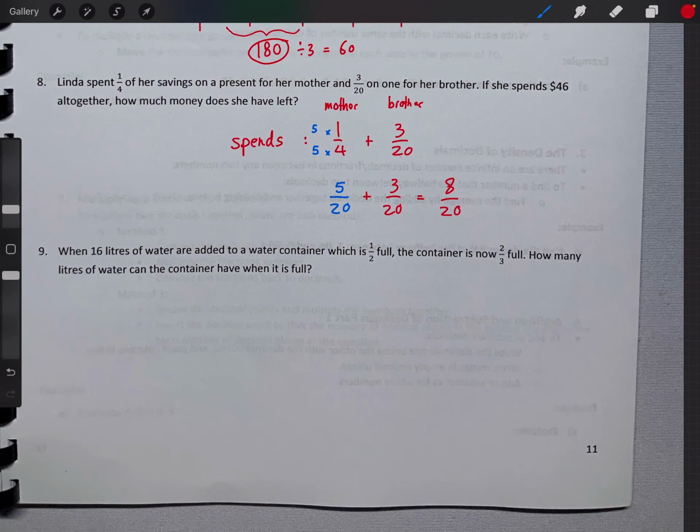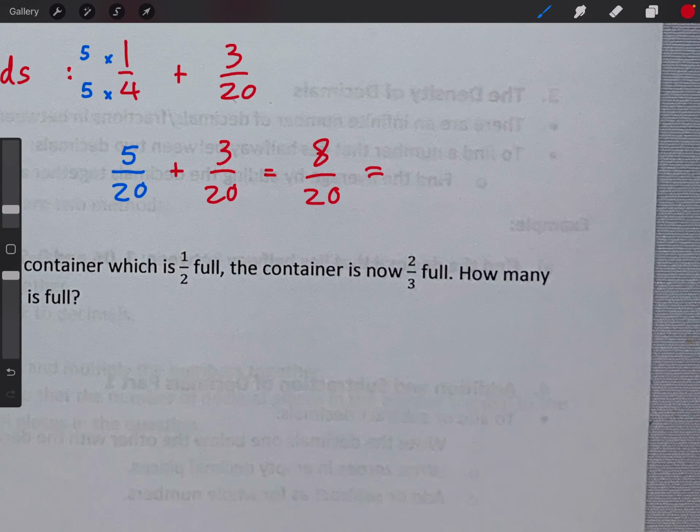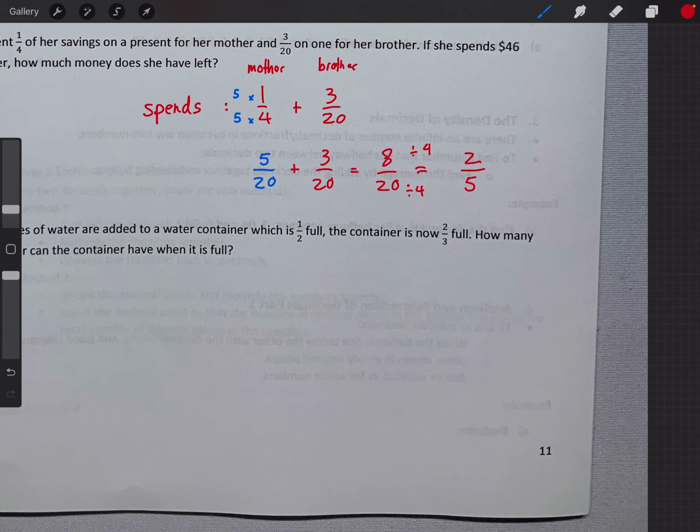So that means she spent 8/20. Let's simplify this. 8/20, we can divide them by 2, but we can divide by 4, an even better number. The bigger the number you can divide by, the simpler your fraction will be. So let's divide by the biggest number we can think of, which is 4. 8 divided by 4 gives me 2, 20 divided by 4 gives me 5. So that means she spent 2/5 of all her money.